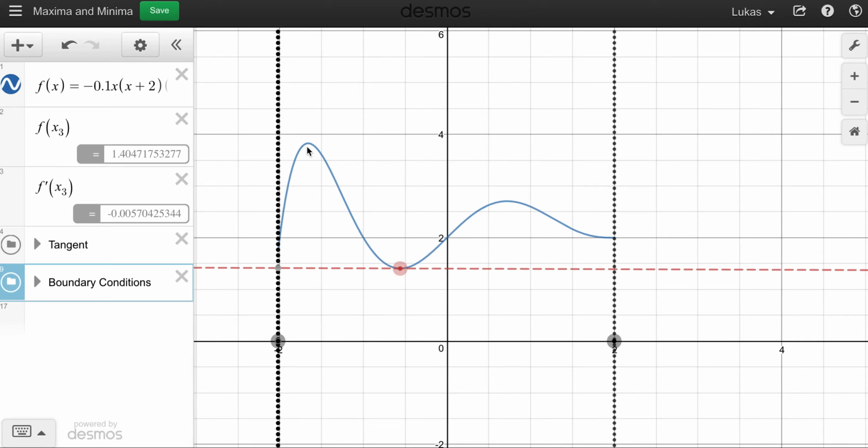So the thing to take away from this is that when we need to find the maximum or minimum value of a function, there are two things we need to consider. We need to consider where the slope of the function is 0. That's the first thing. And we also need to consider the boundaries of the interval we're given. Okay?